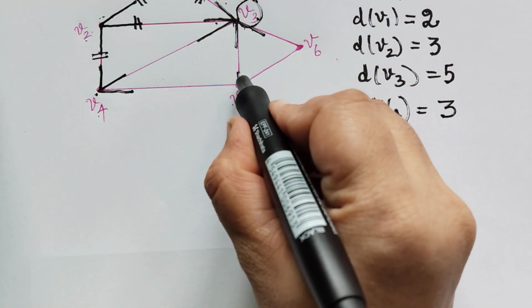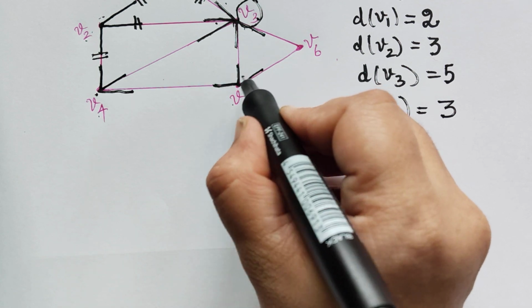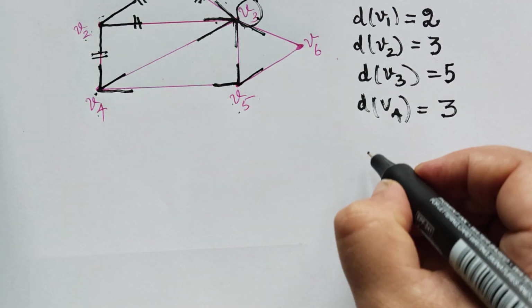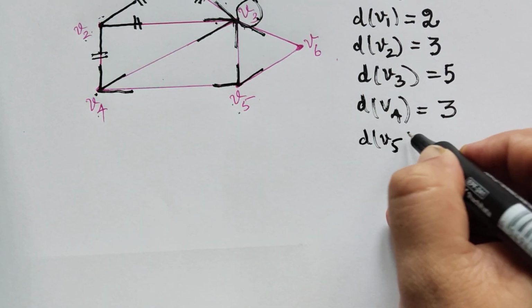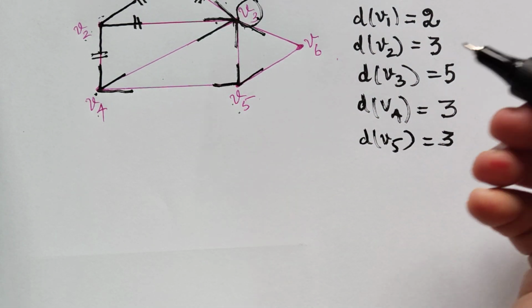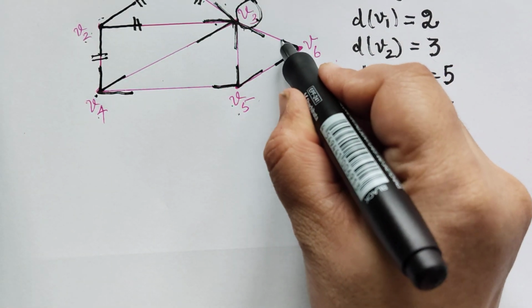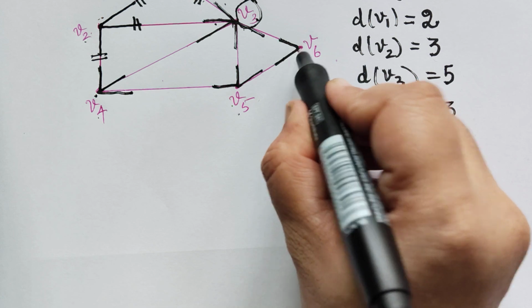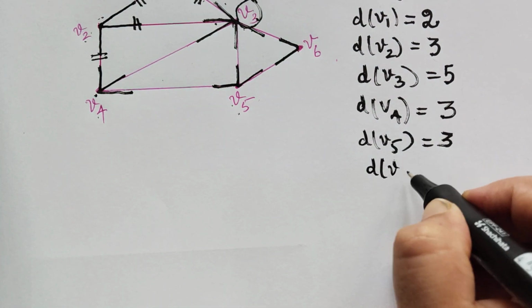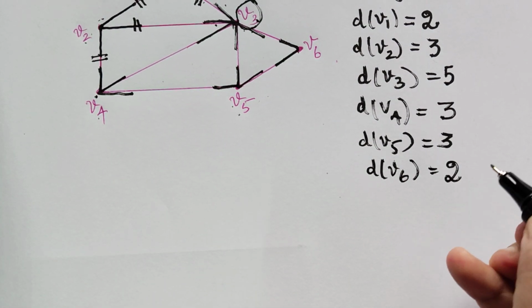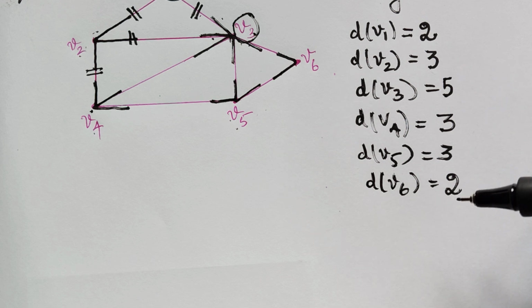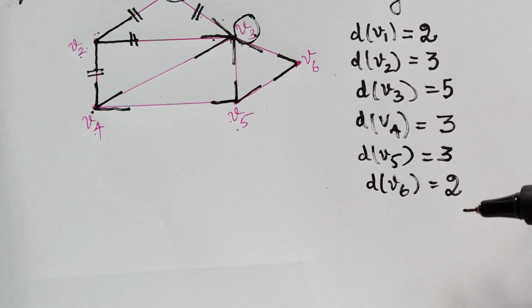What about V5? 1, 2 and 3. There are 3 edges incident with V5, and therefore the degree of V5 is equal to 3. And what about V6? 1, 2. 2 edges are incident to V6, and therefore the degree of V6 is equal to 2. So this is how we have to find the degree. And I will also tell you the minimum.